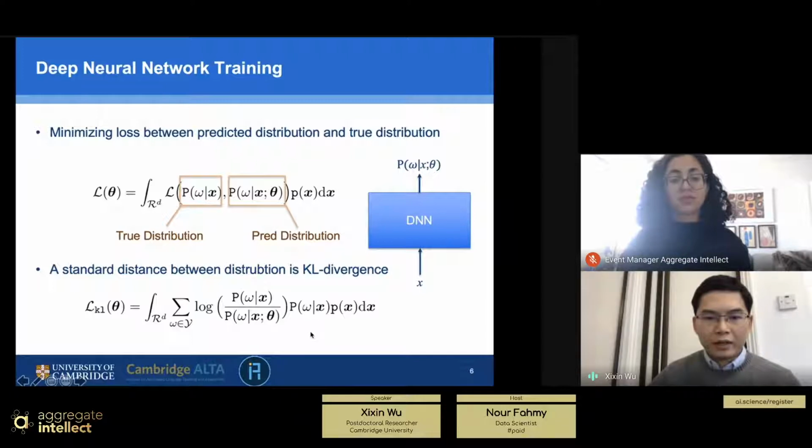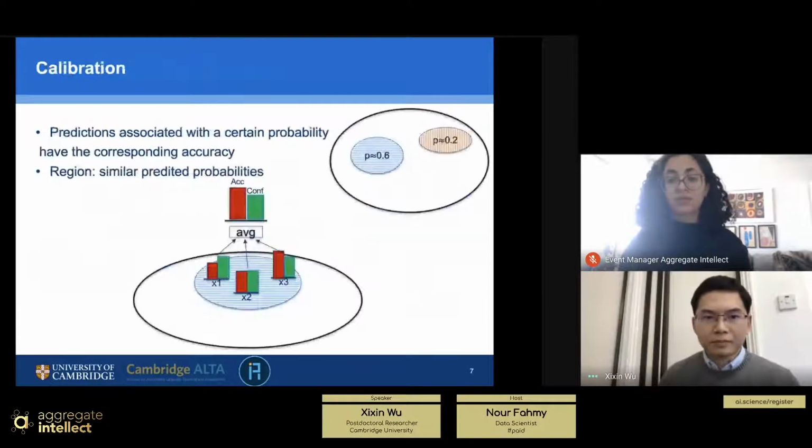And we can find that there is a term of entropy of the true distribution. This can be considered as constant if the data is given. And there is a log likelihood here. So minimizing the KL divergence can also be considered as minimizing the negative log likelihood. This will be revisited later.